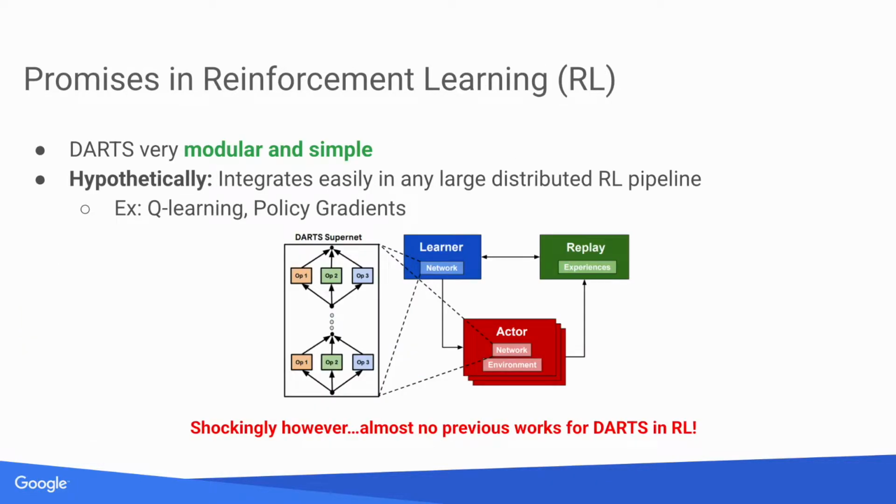DARTS is particularly attractive for reinforcement learning, as DARTS is a very simple and modular technique. Hypothetically, it can very easily integrate into any large and distributed RL pipeline, such as Q-learning and policy gradient methods, as one would only need to replace the RL network architecture with the DARTS supernet, but run everything else as normal. What is shocking, however, is that this avenue of thought has almost never been explored previously. This is where our paper comes in, in order to validate these hypotheses.